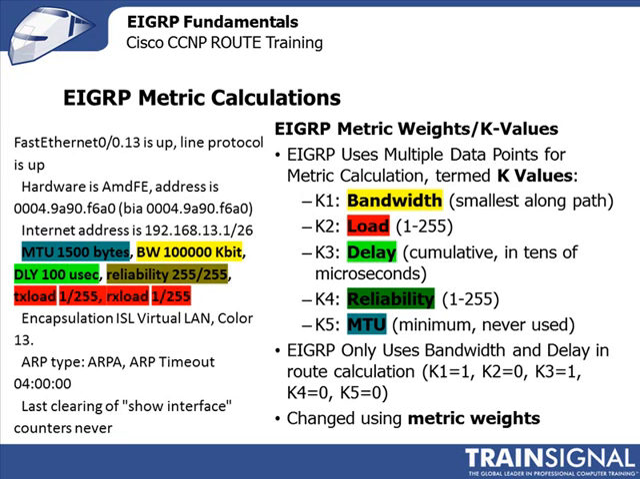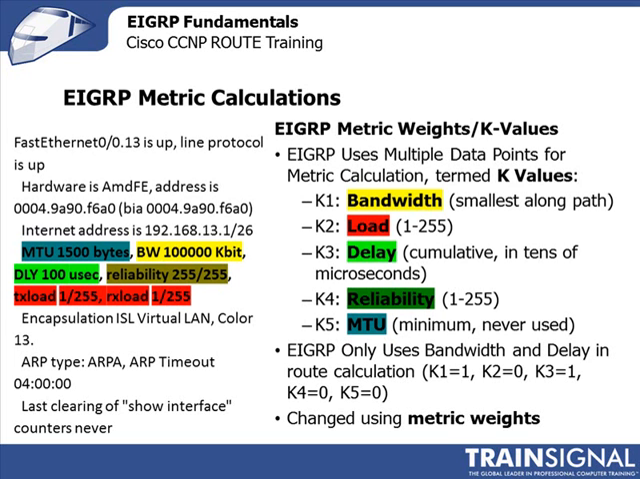K2 is load, expressed as an integer between 1 and 255. Again, doing the show interface command, which is what's pictured to the left, you can see that the load here is 1 out of 255, which means it's not really loaded at all. It's the lowest setting that you can have. Obviously, the more load there is on an interface, and these are usually calculated in 5-minute segments, that gives you an idea of what it looks like.